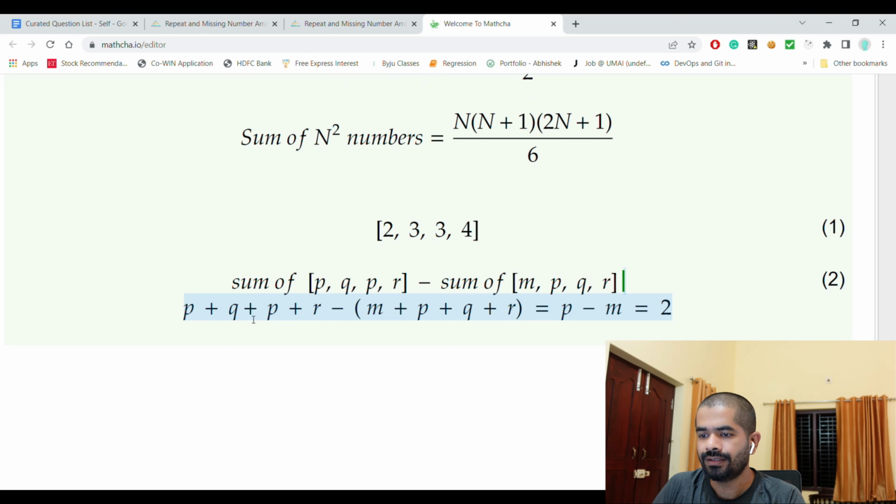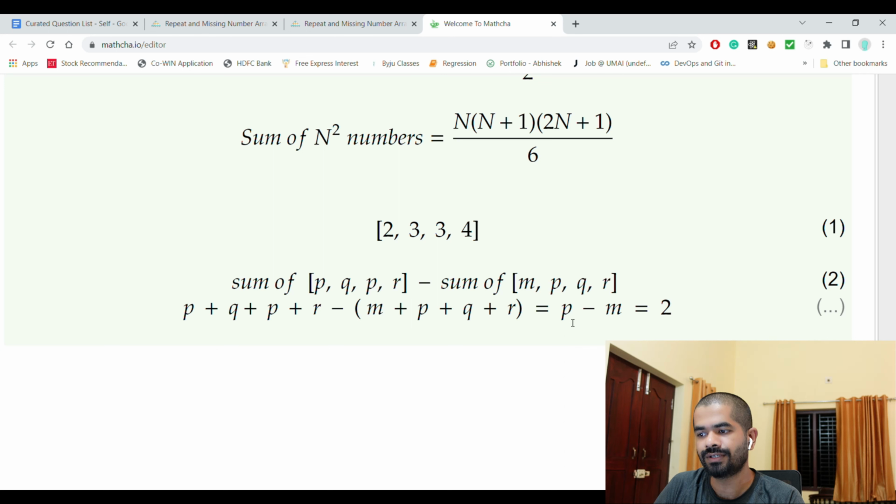So when you do that, you get something like this. P plus q plus p plus r minus m plus q plus r, which is equal to... your q's will get cancelled off, your r's will get cancelled off. There are two p's and there's one p here, subtracting one p, so there's one p left, and there is a minus m left. So p minus m is equal to 2. You will know this answer, since when all of these things are given to you, we can find this answer, that is 2.